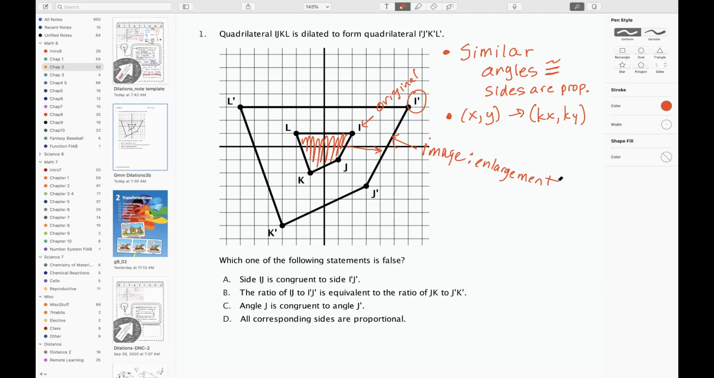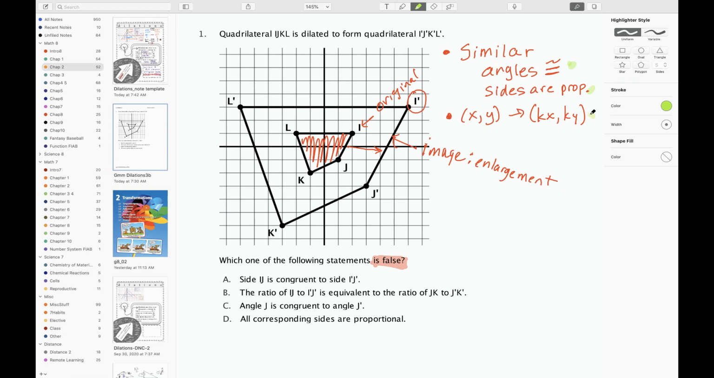Which one of the following statements is false? Now please be reading. I was doing this the other day, and I just wanted to get an idea of what the problems were, and I kept missing them because I wasn't reading that. So false means that it's not meeting the criteria that I just listed up here. The angles are not congruent, the sides are not proportional. Okay, we said sides are not congruent in similarity. Maybe it says they are, whatever. Okay, so stuff like that.